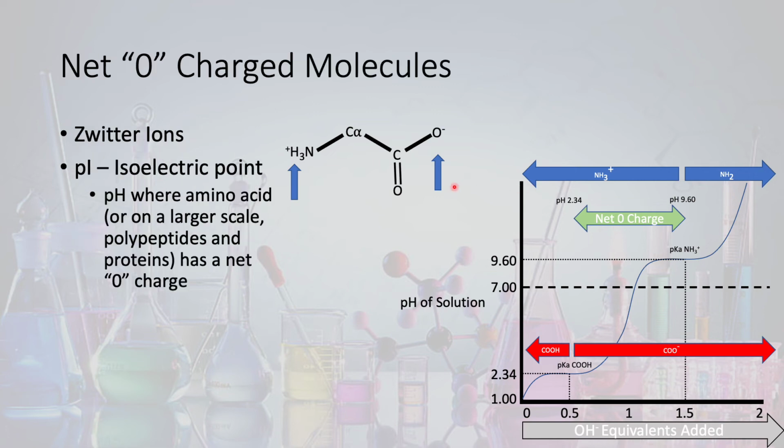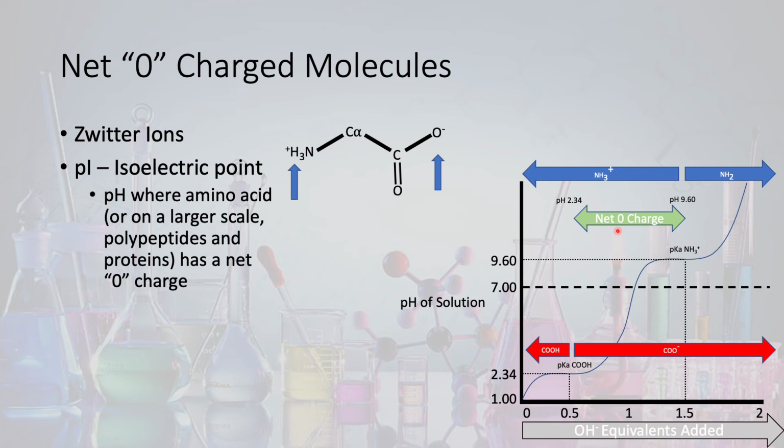pH-pKa combo. So there's actually a unique name for the pH at which our amino acid or peptide has a complete net zero charge. This is referred to as the isoelectric point. So this is, again, the pH where an amino acid, or on a larger scale, polypeptides and proteins, has a net zero charge. And so far, we've only really discussed an estimate of where this isoelectric point is. We're going to go through the next few steps to calculate exactly where the isoelectric point of this is.